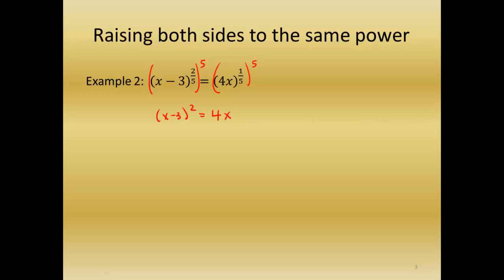Okay, so we need to continue to solve this. And the best way to do that is to go ahead and multiply out this side. And this is going to become x squared minus 6x plus 9 still equals 4x. We'll subtract over the 4x. x squared minus 10x plus 9 now equals 0. And then we can factor. This should be a fairly simple one to factor. x minus 9 and x minus 1 still equals 0. x will equal positive 9. x will equal 1.